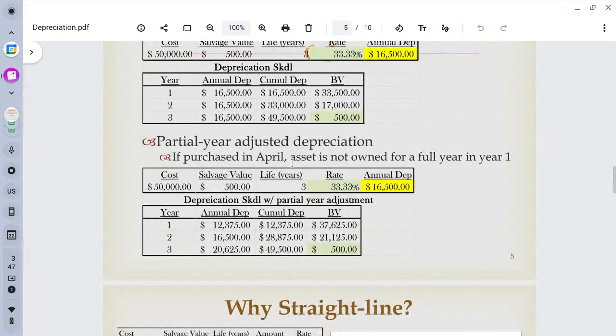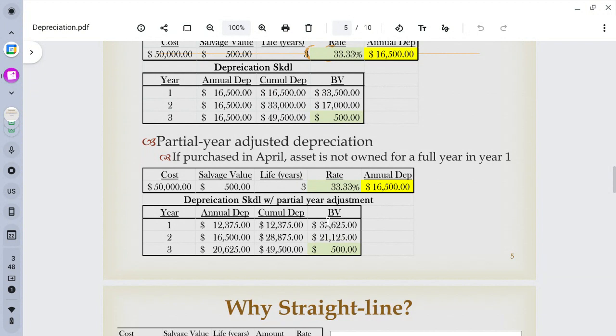If purchased in April, then the asset is not owned for a full year in year one. Now, what do you do? In year one, of course, you have to make that adjustment. Because if it was purchased on April 1st, then the asset is held only for 3/4 of a year, right? So we make that adjustment. In the second year, it's okay, just the full year. In the third year, you will need to make an adjustment for that missing one quarter in the first year. So in the last year, you make adjustment for that.